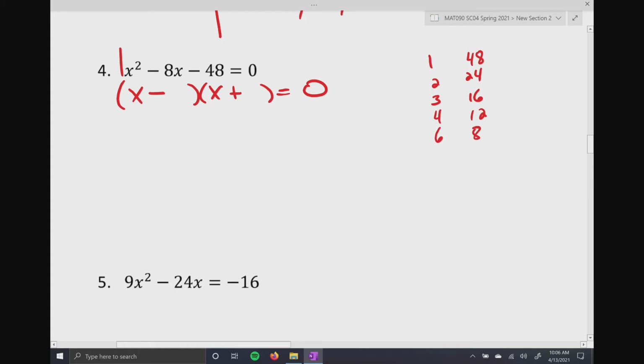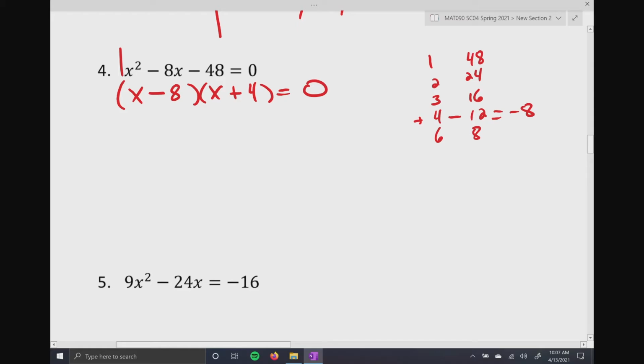6 times 8. I need to combine these numbers because I know all of them, they all multiply to give me 48. That's great. But I need them to combine to give me negative 8. The only way that happens is positive 4 minus 12 equals negative 8. Does that make sense, everyone? So I go back over into my problem. Wherever I see the plus sign in my binomial, I put plus 4. And then x minus 8. Now step 2 is finally done. So I actually had to factor here.